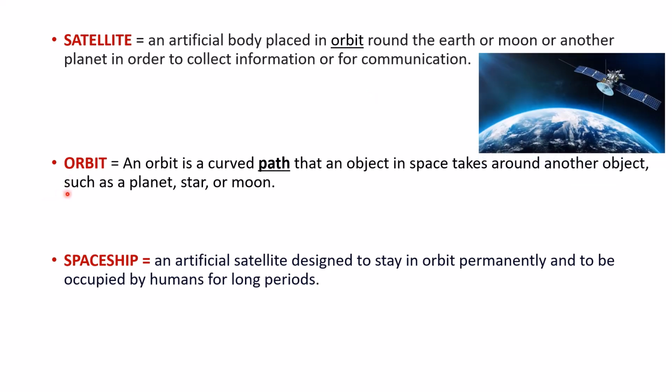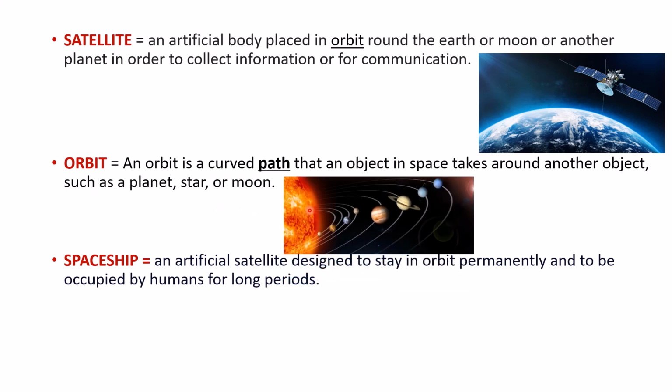Okay, then orbit. What is an orbit? An orbit is a curved path that an object in space takes around another object such as a planet, star or moon. So basically it's a roadway. See, look at these planets. They all travel in a fixed, curved path in the solar system around the sun.